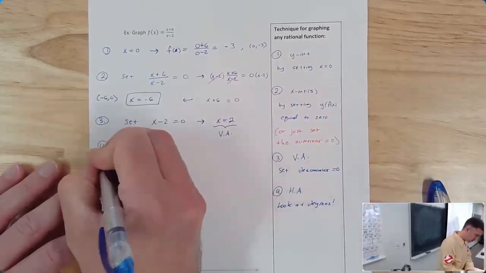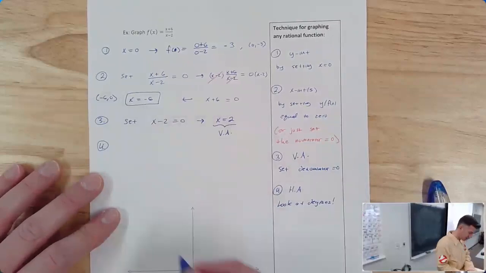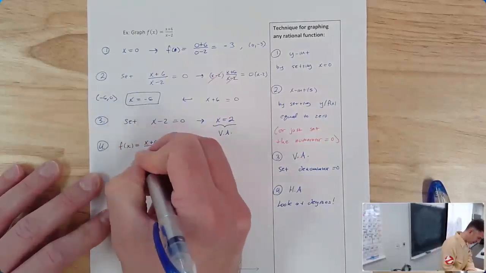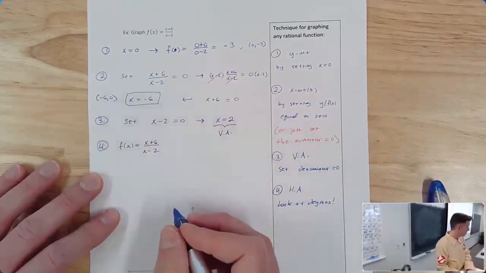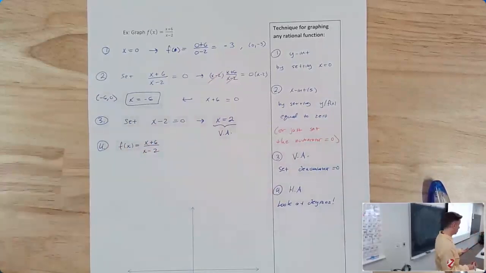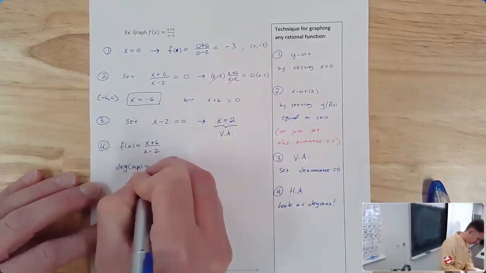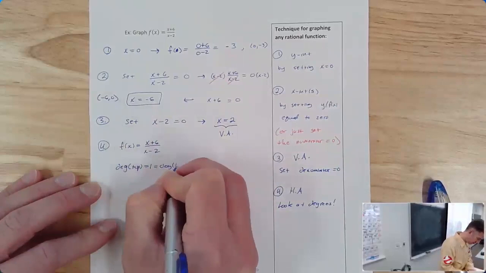So for my function, x plus 6 over x minus 2, I see that the degree on top and the degree on the bottom are both 1. So the degree on top and the degree on the bottom match. The degree on the top equals 1, which equals the degree on the bottom.